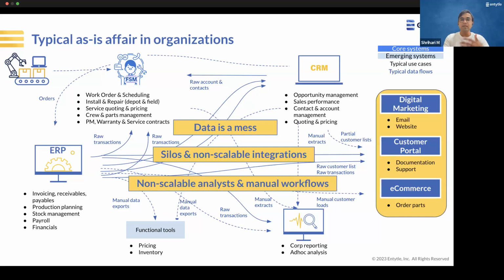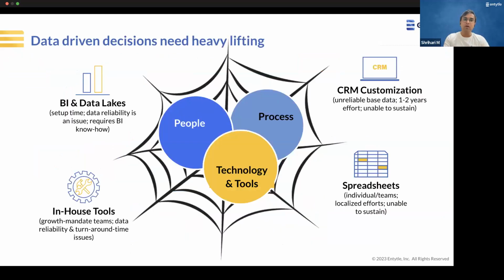Despite that, what we have seen is, over and above these initiatives, what our customers have done. It's not that they have not tried to think about the people, process, and tools part of it, but even that part leads into silos. For example, we have seen people running projects, building Power BI dashboards, doing some CRM customizations, using in-house tools, or spreadsheets, which eventually lead into silos.